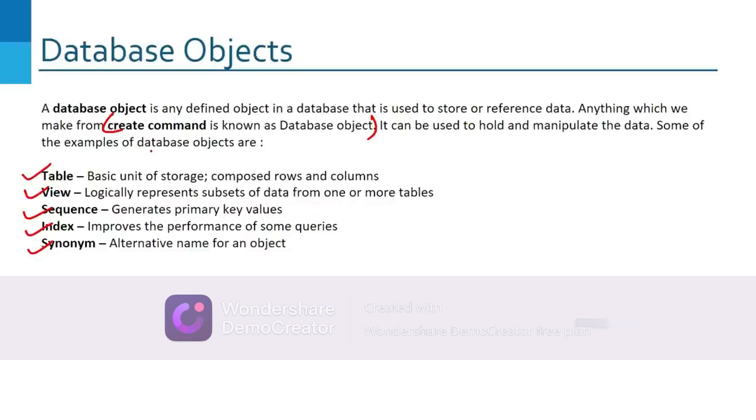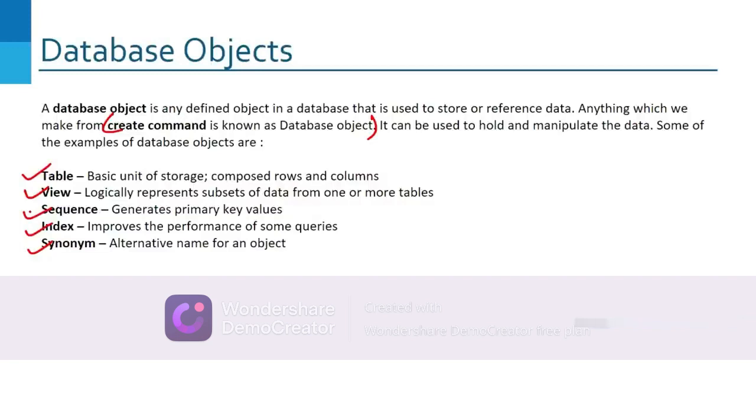Table, the basic unit of storage, we use it to store data. It is composed of rows and columns. We have already seen it a lot of times. So table is one of the objects. View logically represents subsets of data from one or more tables. So let's say that you have two tables, student and student department. Now from both these tables, you want to take some data and you want to create a new temporary data for your own purpose.